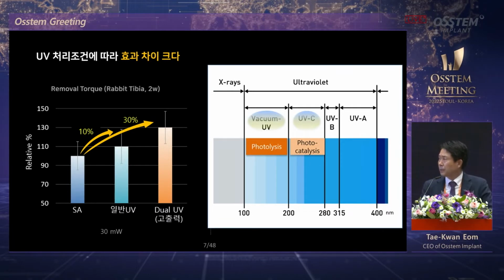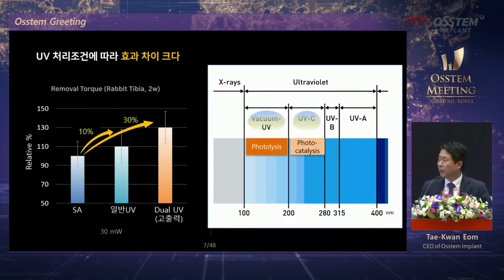UV concept, depending on the waveform of light, UVs have different types. So 315 to 400 nanometers, the UVA. Vacuum UV is between 100 to 200. So we are talking about UVC and vacuum UV. UVC, when UV light is irradiated, it works like a catalyst. Photocatalysis would be made. Radicals are generated to remove the organic materials.